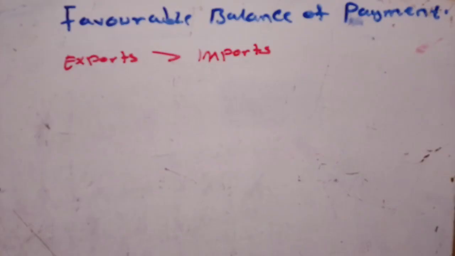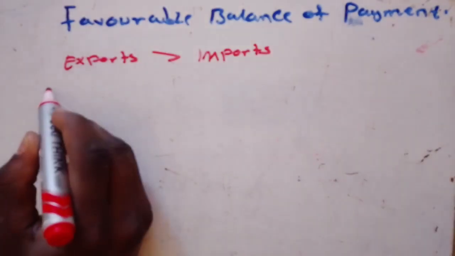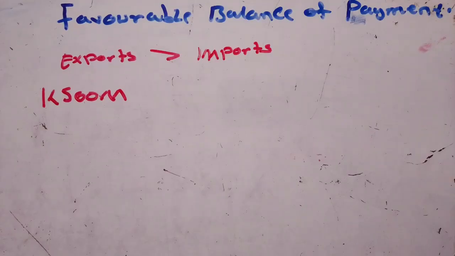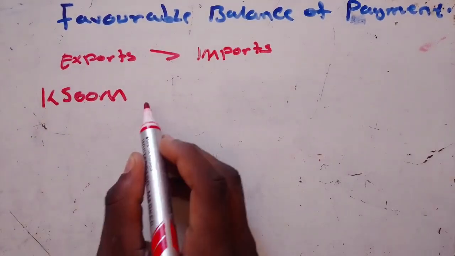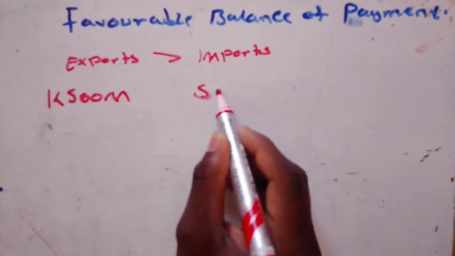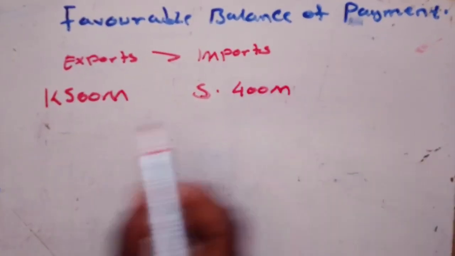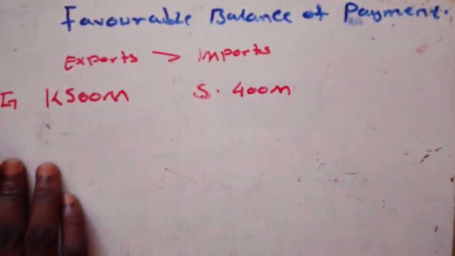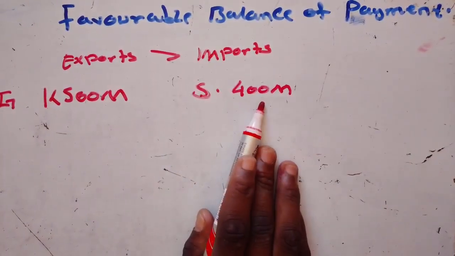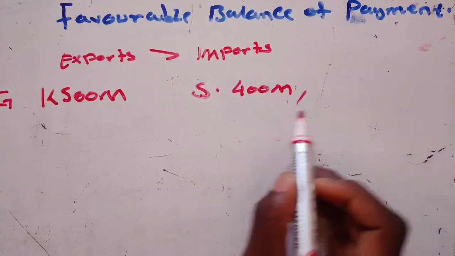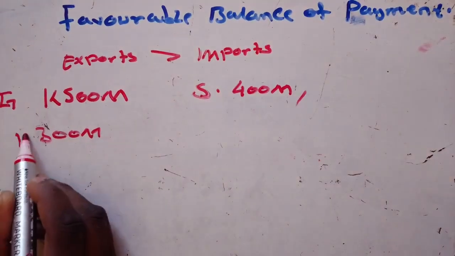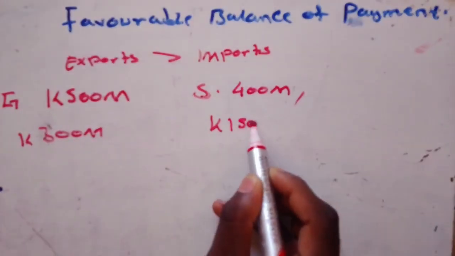The example says: if Zambia exports goods worth 500 million kwacha and services worth 400 million kwacha, but imports goods worth 300 million kwacha and services worth 150 million kwacha in a given year.